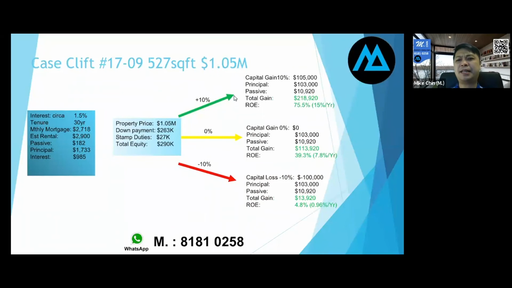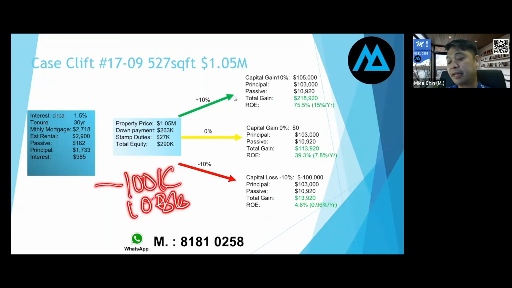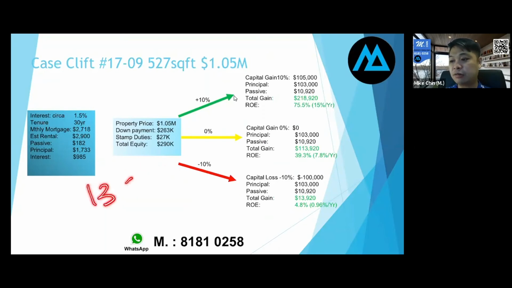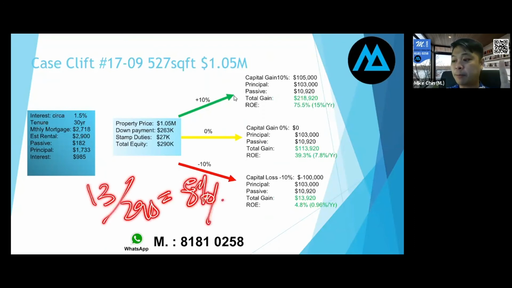Let's say market not doing well. Drop by 10%. So you have a less 100k. Your principal repayment 10k. You have passive 10k. So net you have 13,000 over 290. So that will be about 5% for 5 years. So you divide by 5 is about 1%. Is it good or bad?